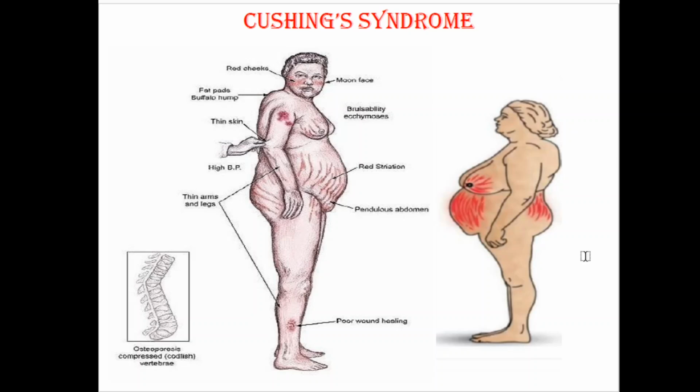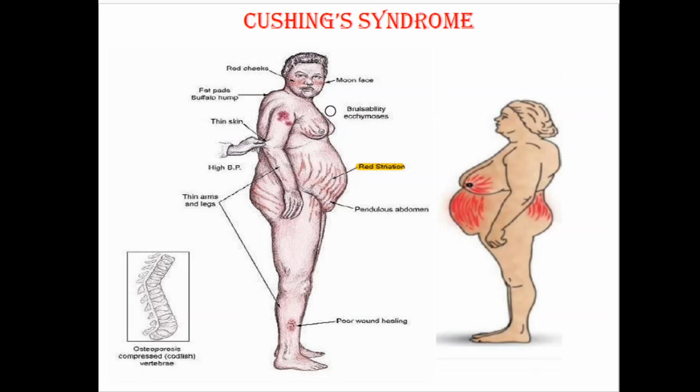Now look here. This is a case of Cushing syndrome. What do you see in Cushing syndrome? You see thinning of the blood vessels, and when there is thinning of the blood vessels, you see ecchymosis and red striations on the abdomen, and you see thin extremities and central adiposity. There is redistribution of fat. And there is one more thing that you see in Cushing syndrome, that is osteoporosis. The vertebrae are compressed, and this is called codfish vertebra.